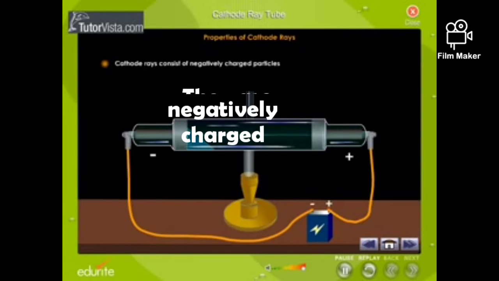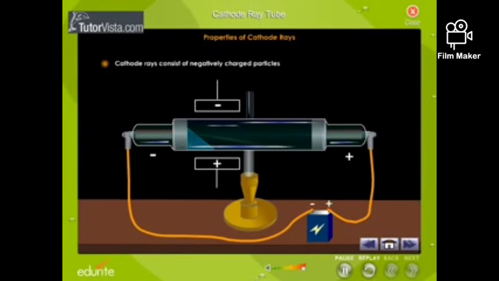They are negatively charged. To show this, we get two plates, positively charged and negatively charged, and what was discovered was they are deflected towards the positively charged plate, showing that they are negatively charged.